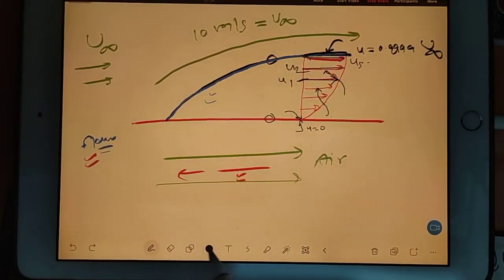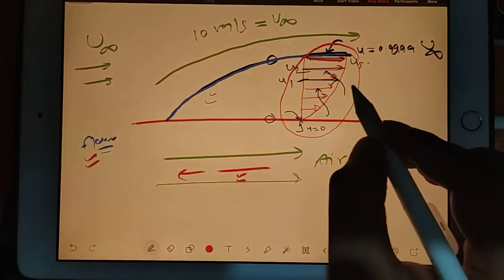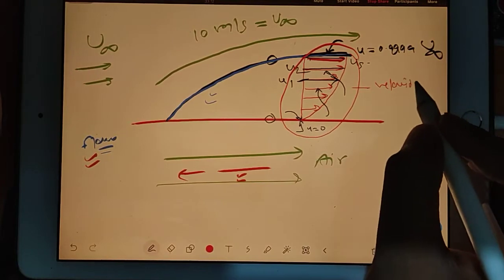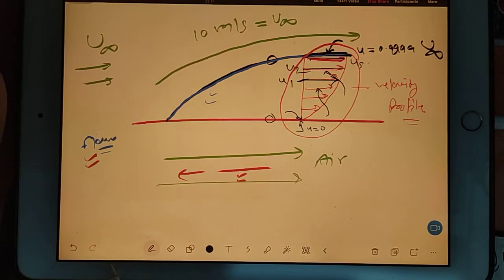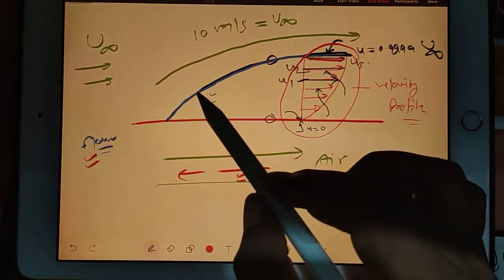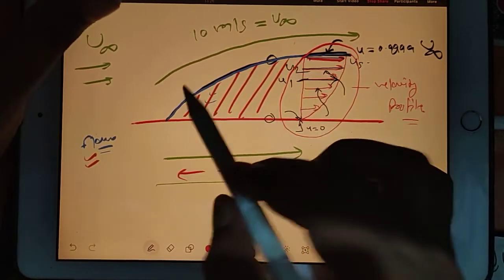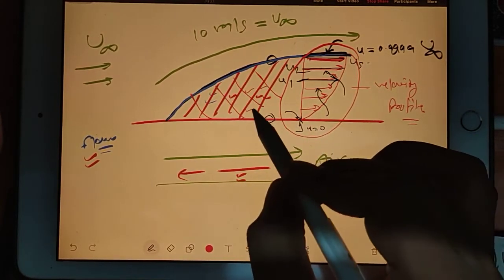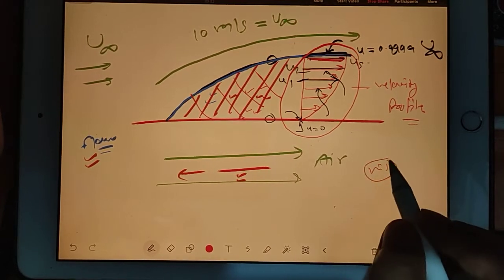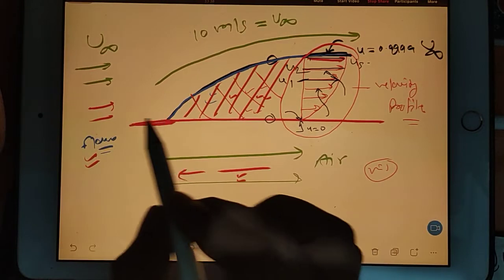So whatever this red color image I have given you is known as the velocity profile. Now, what is a velocity profile? As you know, this thickness, this gap that you are seeing here, we call the boundary layer. Then, because of what does the boundary layer come into the picture? Because of viscosity.